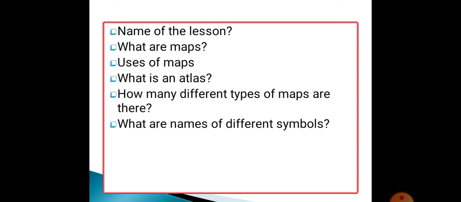What are the names of the different symbols? For a fire station there's a different symbol, for a hospital there's a different symbol, for a restaurant there's a different symbol. Every place has a symbol in order for us to locate it, understand it, and simplify it. And what are the uses of symbols? Because of the symbols, we are able to reach a destination, or know exactly where that place is.